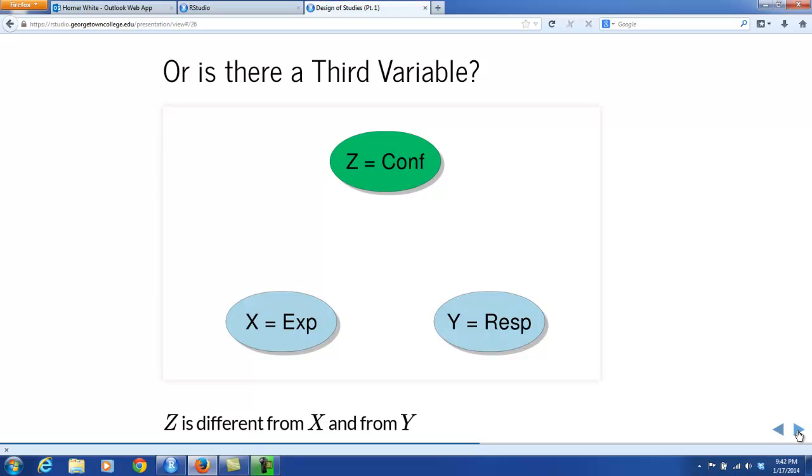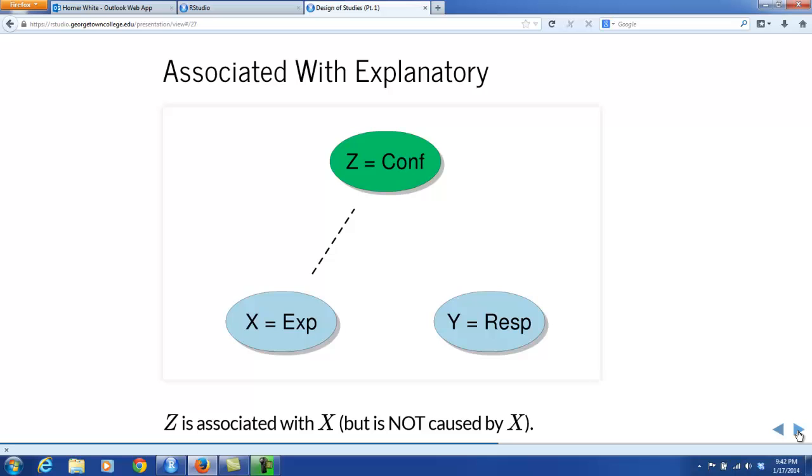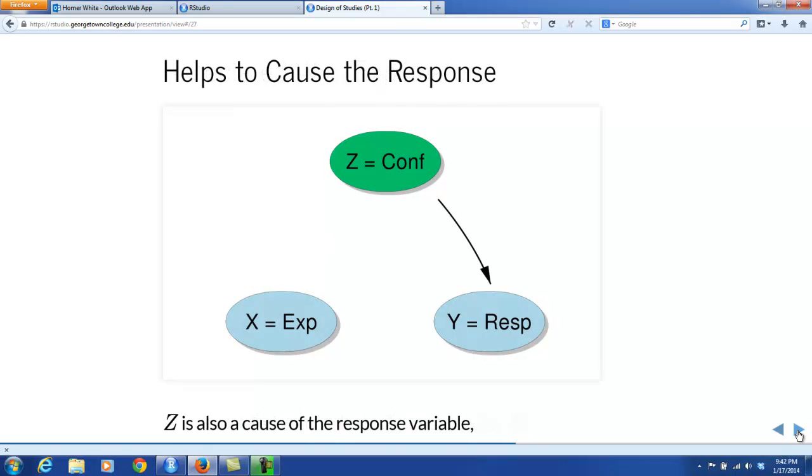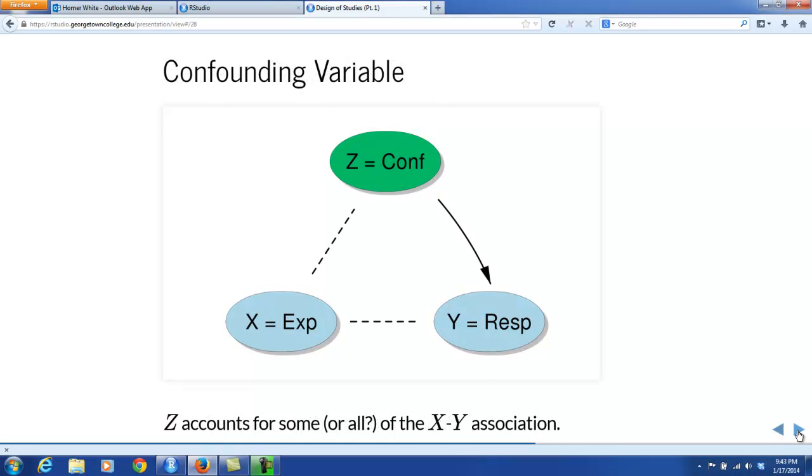There could be a third variable, different from x and different from y. This variable z that you see in the green ellipse. And what if that variable is associated with the explanatory variable? Associated with it, but not caused by it. Furthermore, suppose that that third variable helps to cause the response. That is one of the causal factors in the response variable y. Then, z is what we call a confounding variable. The reason is that it's doing some of the causal work on y.